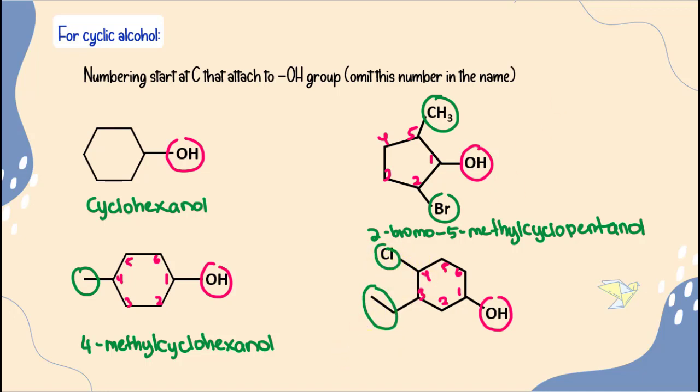So we have 4-chloro, 3-ethyl cyclohexanol. In this case we do not use alphabetical order for numbering, because we have to remember we must give our substituents the lowest set of numbers possible. If we number like this, our substituents are at numbers 3 and 4, but if you number anti-clockwise like this, they fall on carbon numbers 4 and 5. So 3 and 4 is lower. That's why we number clockwise.